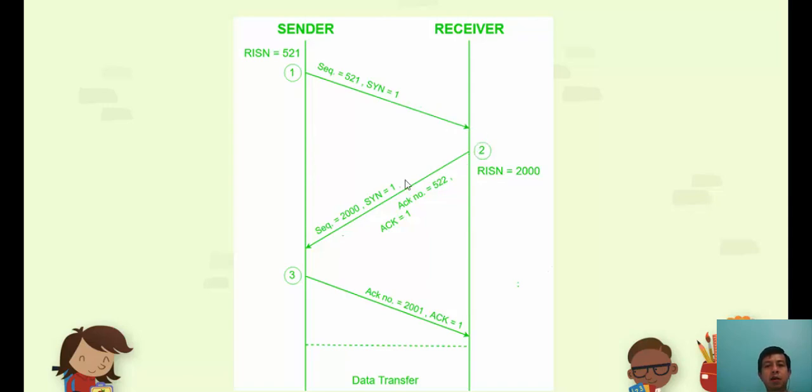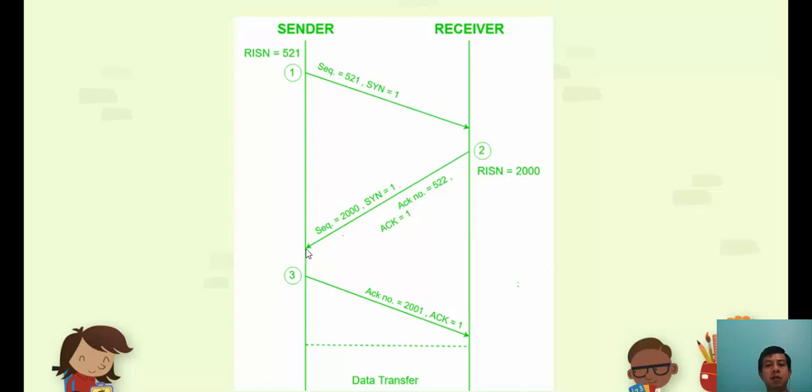It creates the next packet where the SYN flag is 1 and the ACK flag is 1. It increments this number 521 by 1, so it becomes 522. This is inserted in the acknowledgement number field, and then it generates its own sequence number. Say the sequence number is 2000. Now it sends this packet to the original sender.